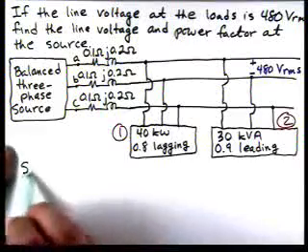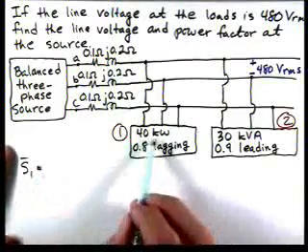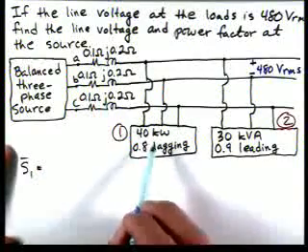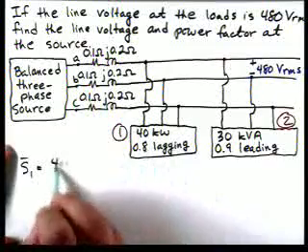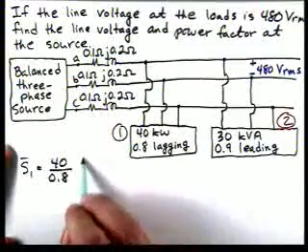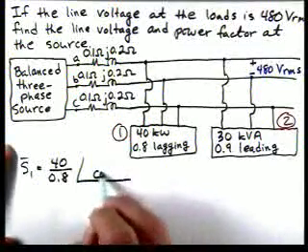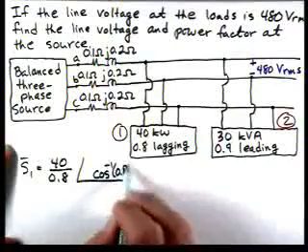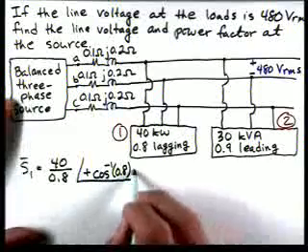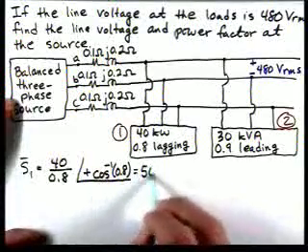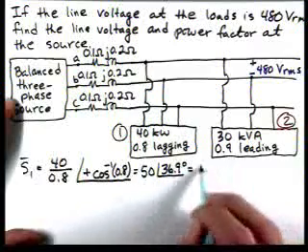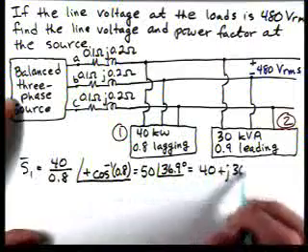So for load number 1, note that we're given 40 kilowatts. We're given the real power. We need to convert to kVA, so we're going to have to divide by the power factor. So it's 40 divided by 0.8. That'll give us the apparent power. The angle we get from the power factor is cosine inverse 0.8, and it's plus because of the lagging power factor. So we have 50 at an angle of 36.9, and that's 40 plus j30 kVA.